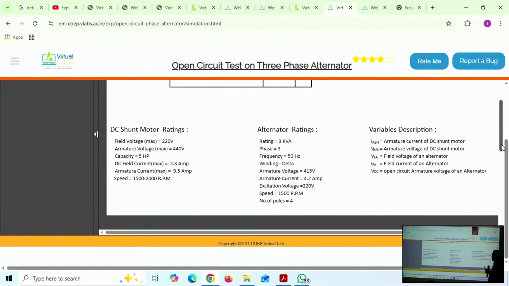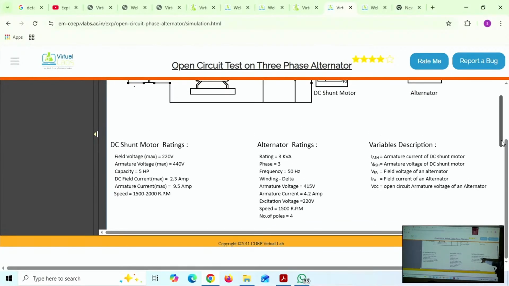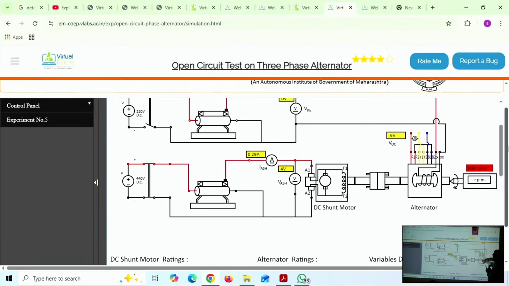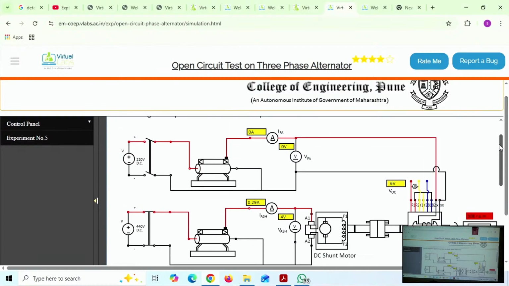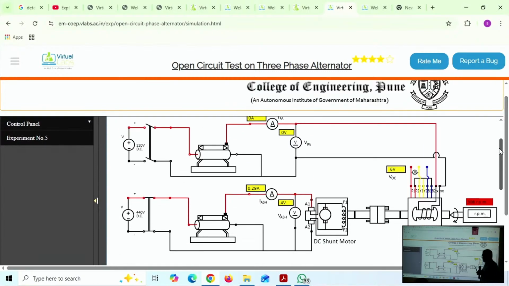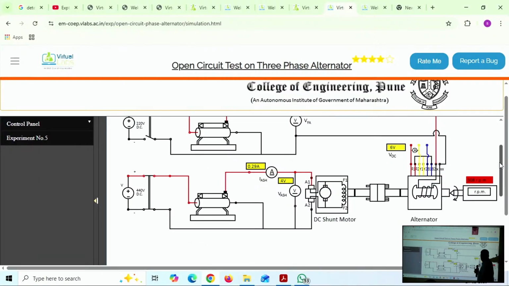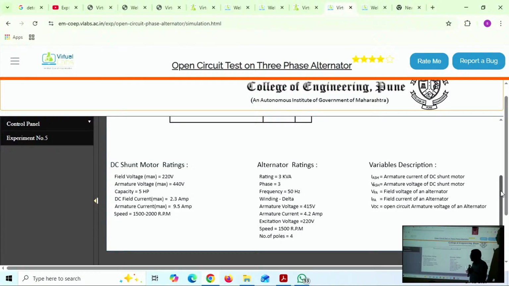These two should match. Okay, he considered armature current of the shunt motor, armature voltage, field current and open circuit voltage, according to his notations. One reading we will take, because it will take a lot of time to reach this. The motor, what he has taken, 5 HP. Alternator 3 kVA.